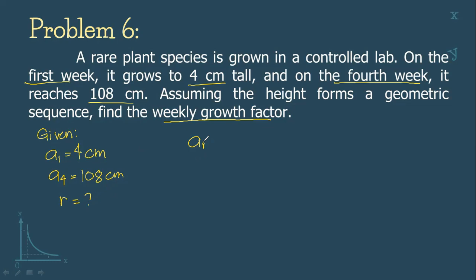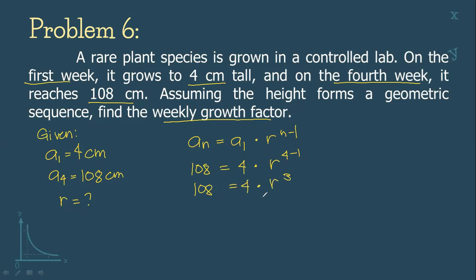So again, we have A sub n is equal to A sub 1 multiplied by the common ratio R raised to n minus 1. So our fourth term, that is the A sub n. So our fourth term po is 108. So ano po yung first term natin, that is 4. So multiply tayo by R. Hindi pa natin alam si R, so we will use R for that. So pang ilan po, para ma-identify natin si n, pang ilan po si 108. So dito po pang 4 siya. So we have here 4 minus 1. So we have 108 is equal to 4 multiplied by R raised to 3.